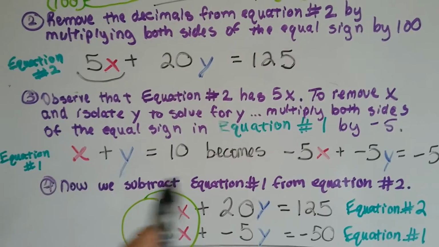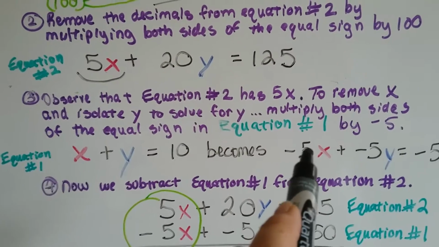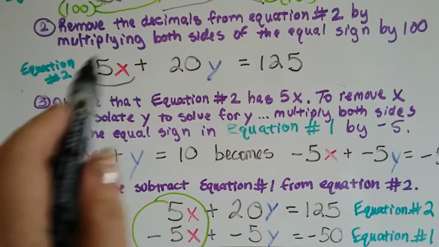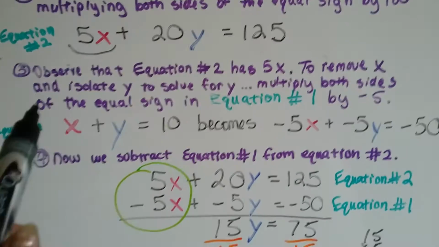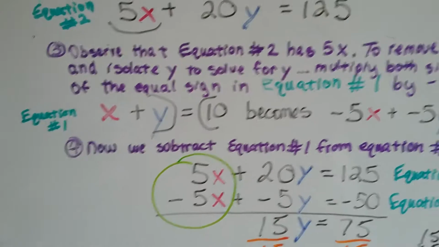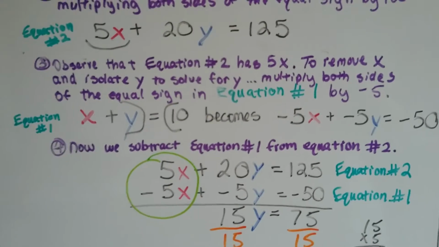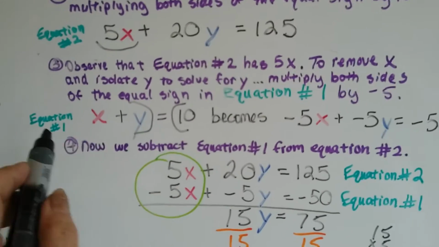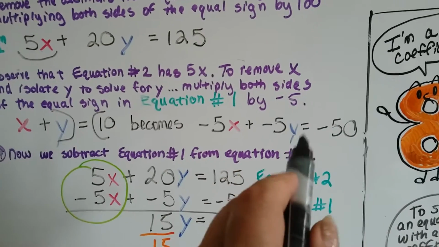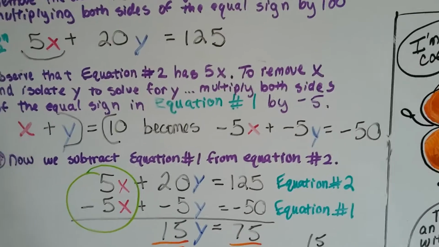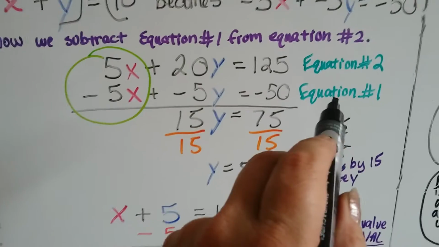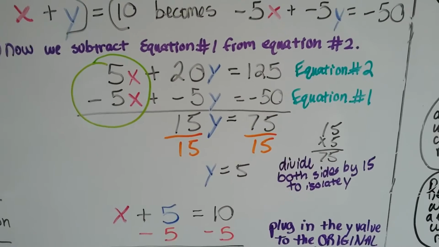Our next step is to subtract the equations from each other, and if this negative 5x is underneath this 5x, that's going to eliminate it, isn't it? We're going to be able to solve for y. So that's what we do. We multiply both sides of this equation by negative 5 to plan ahead. You know, it's like playing chess. You think ahead. And now, equation 1 becomes negative 5x plus a negative 5y, and it's going to equal negative 50. All right? So now we subtract equation 1 from equation 2.